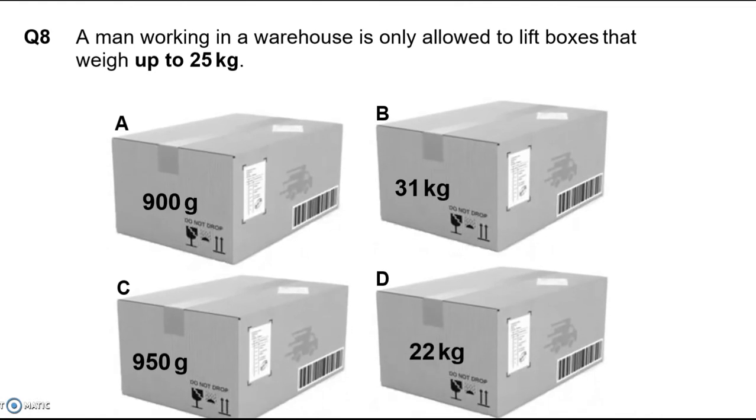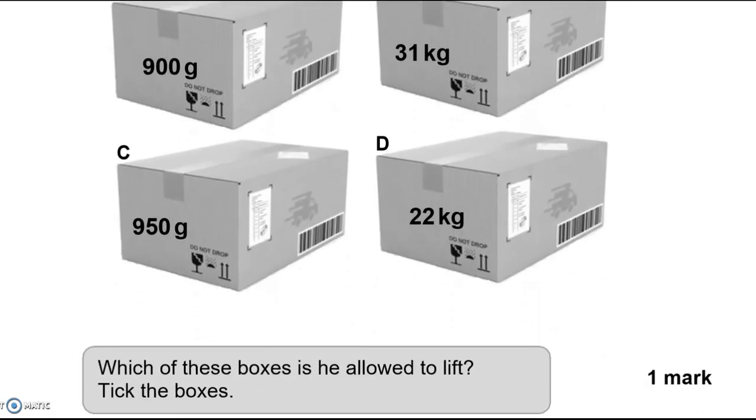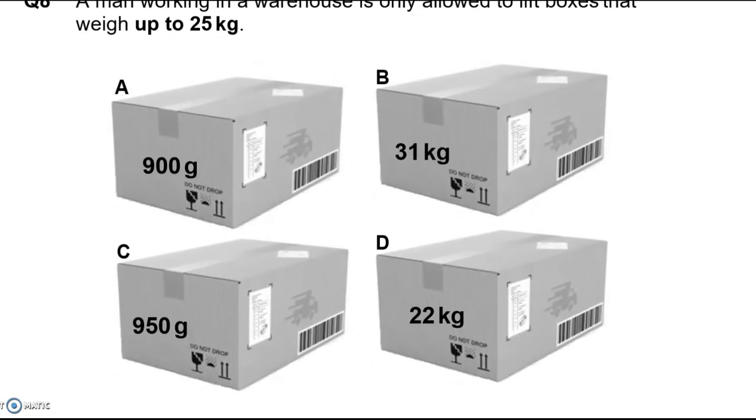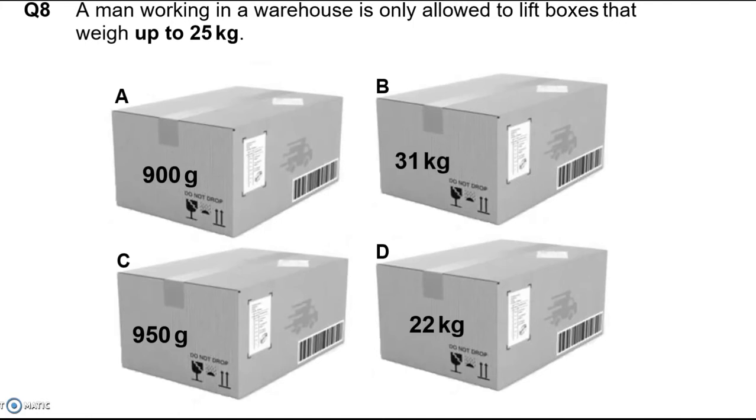Question 8. A man working in a warehouse is only allowed to lift boxes that weigh up to 25 kilograms. Which of these boxes is he allowed to lift? Tick the boxes. So anything that is lower than and including 25. So that is 900 grams. That is less than 1 kilogram, so he's allowed to lift that. 31 kilograms is higher than 25, so we can't tick it. 950 grams is less than 1 kilogram, so again we can tick that. 22 kilograms is lower than 25, so we can tick that as well.